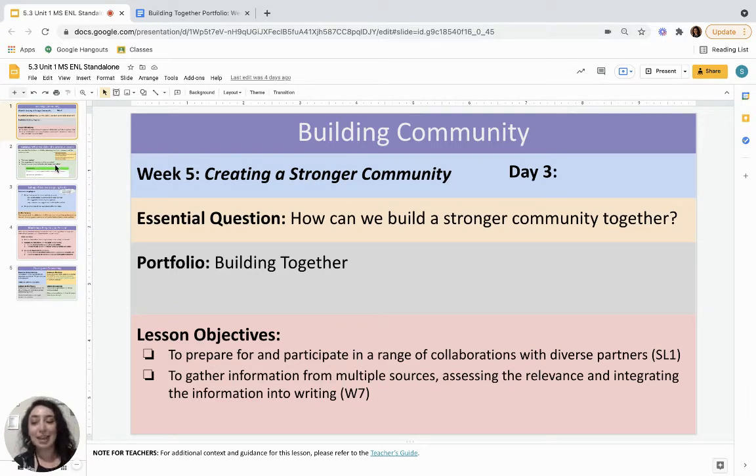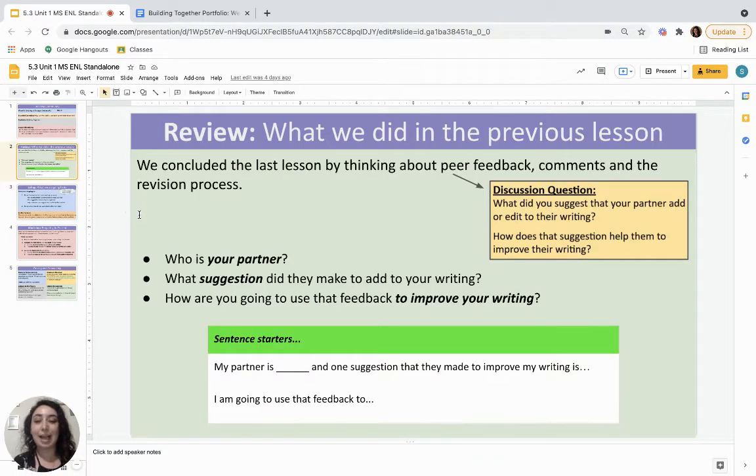So, in the previous lesson, students worked on some peer editing work and received some peer feedback and comments, so really honing in on the revision process. So they will start by reviewing what they did in the previous lesson, telling who their partner was, what suggestion their partner made to add to their writing, and how the student plans to use their partner's feedback to improve their writing.